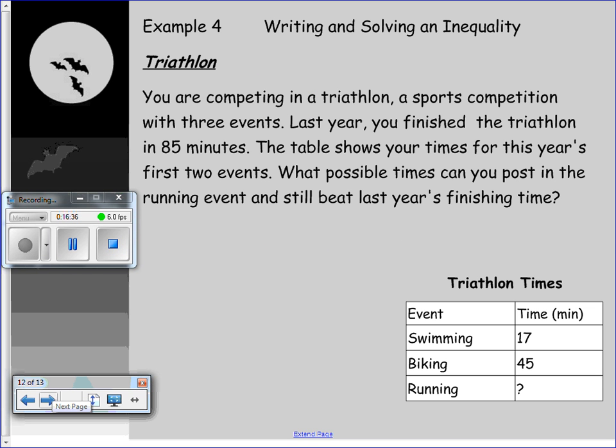Now, in example 4, writing and solving an inequality. A triathlon. You're competing in a triathlon, which is a sports competition with 3 events. Last year, you finished the triathlon in 85 minutes. The table shows your times for this year's first 2 events. What possible times can you post in the running event and still beat last year's finishing time? I'm going to pause the video, see if you can set up an inequality to determine what your running time needs to be in order to beat the 85 minutes. So it has to be less than 85 minutes.